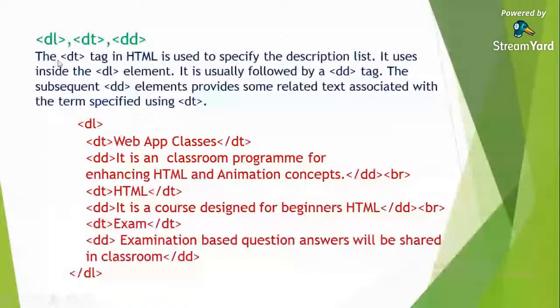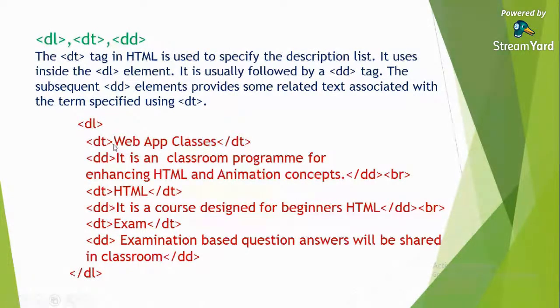So as we can see, the DT tag is used to specify the description list. It is used inside the DL element. So DL, here we are beginning, this is the top level tag. Within the DL we'll use DT and DD. So for example, inside the DL I'm just opening DL here, and here I'm closing.